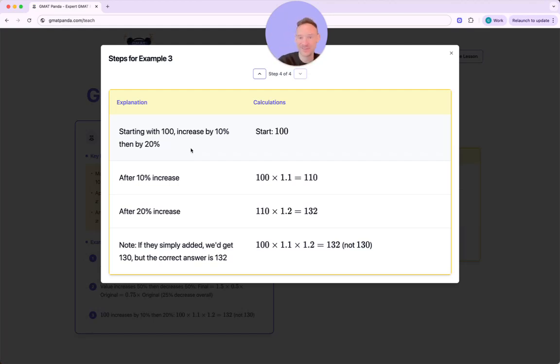Why? Because we've increased the pie in the first step, and therefore when we take 10% of that, it's more than 10% of the original amount. So we're factoring that in via this calculation.